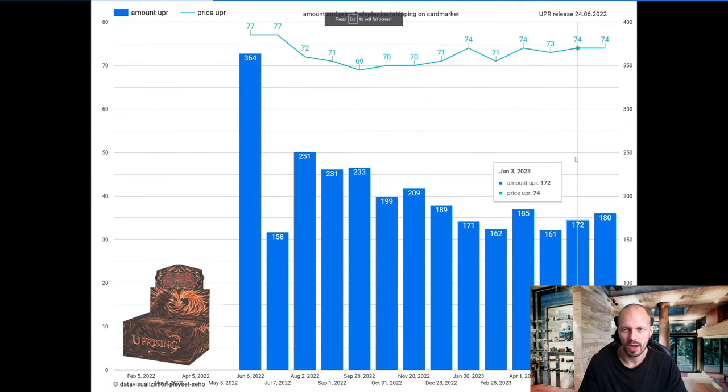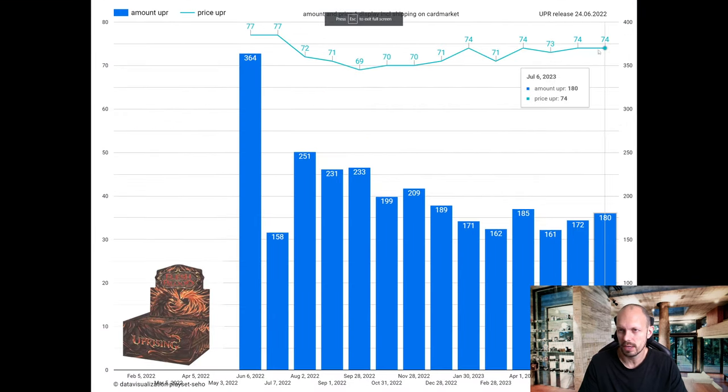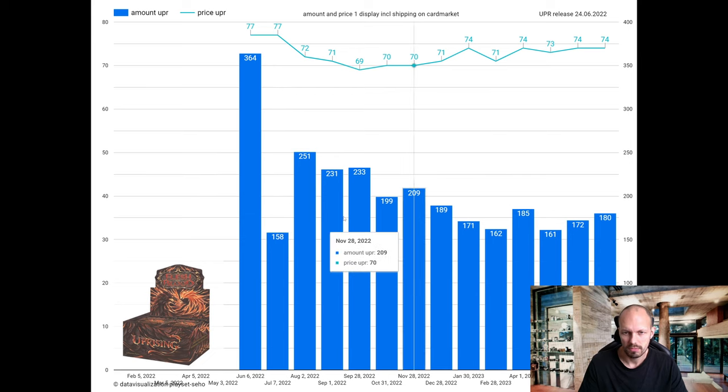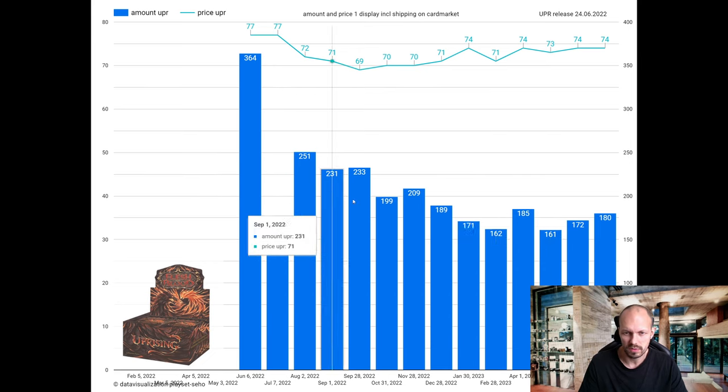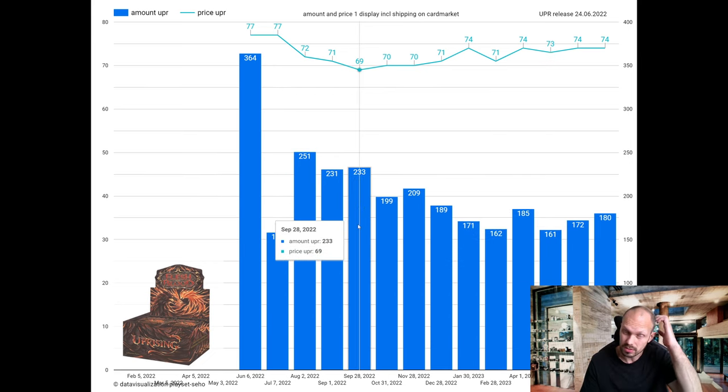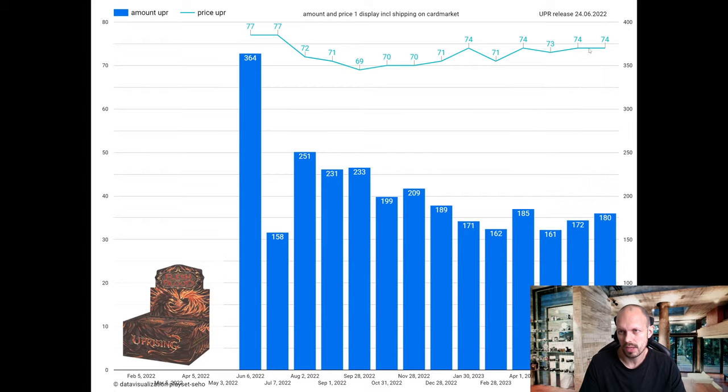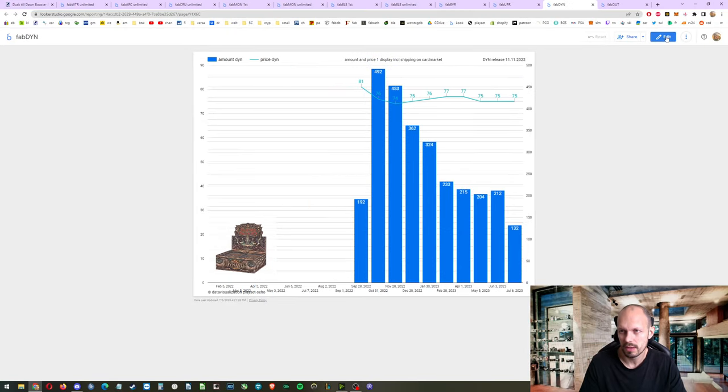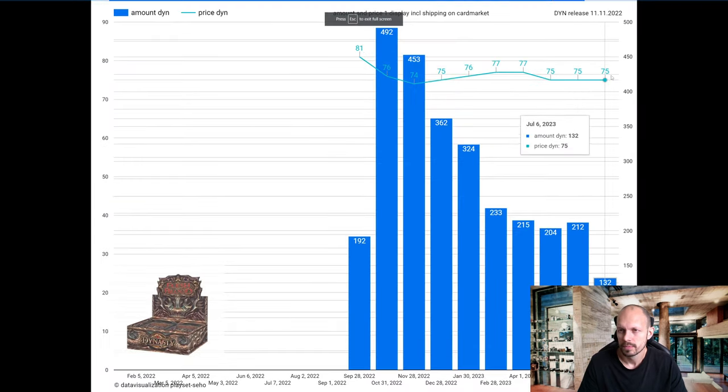Then we have Uprisings. Price is still the same, 74. There's more boxes on the market, 180, which is not much, but you know, this amount of supply, that looks pretty good. The sellers can earn a buck or two, and players still get the boxes for a reasonable price. This in Germany includes taxes, so that's the price including shipping, including everything. 75 is what you pay for Dynasty.